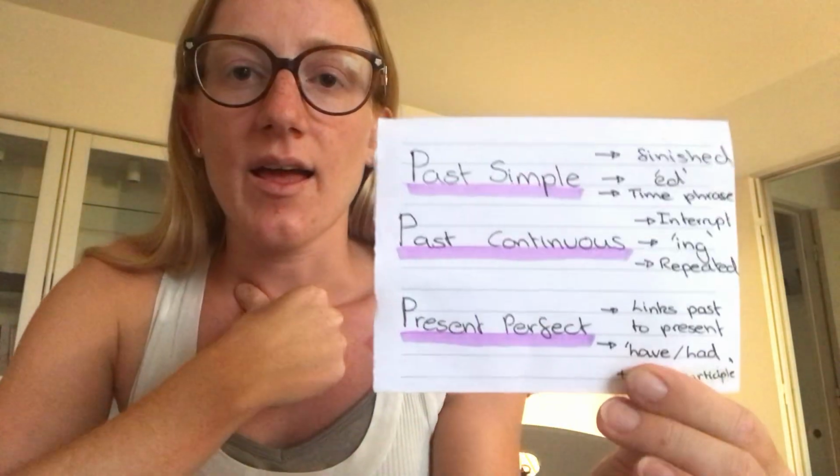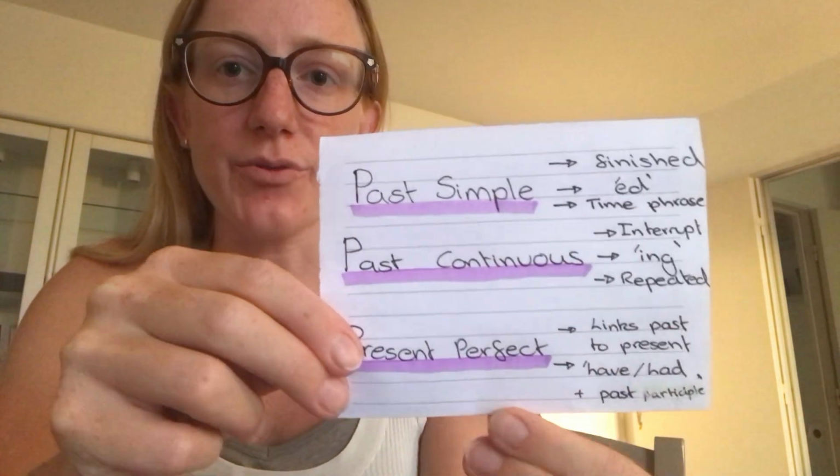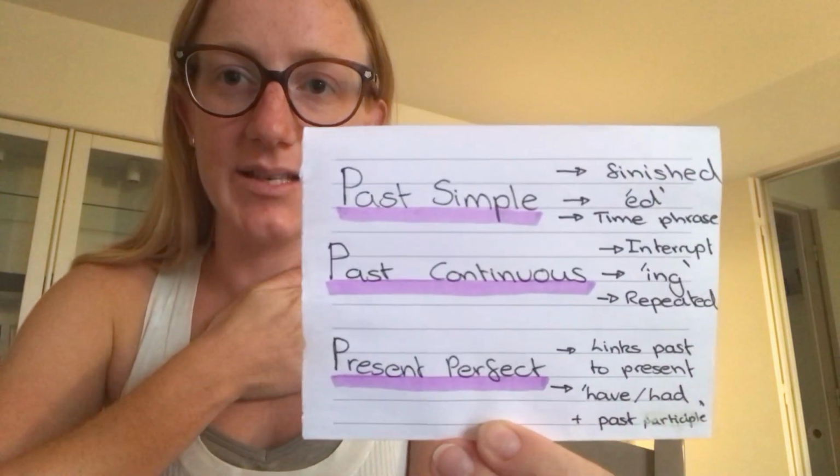Hi, in today's video I'm going to be talking to you about the 6 past tenses that we have in the English language. I'm going to break these down for you, provide examples and explain when and how we use these past tenses. I'm going to start by showing you a flashcard with the 3 most common past tenses we use in English.